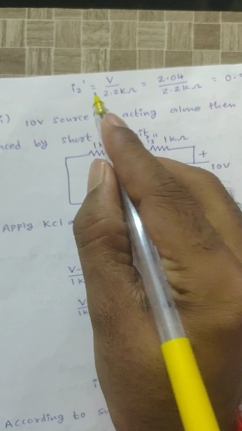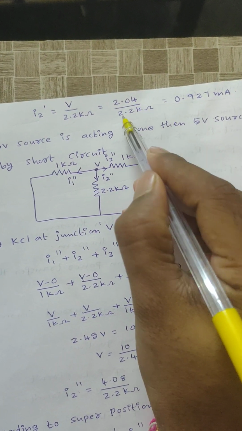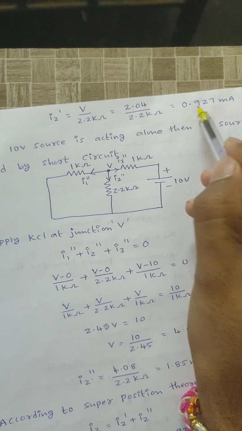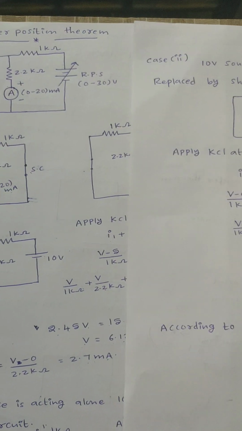That is I2 dash is equals to V by 2.2 kilo ohm, that is 2.04 divided by 2.2 kilo ohm is equals to 0.927 milliamperes. That is case 1. Next, what is case 2?